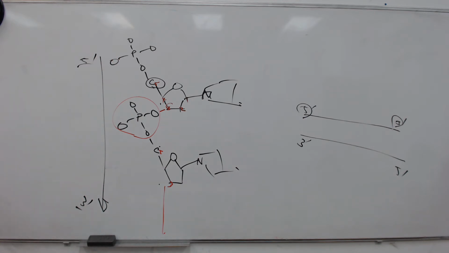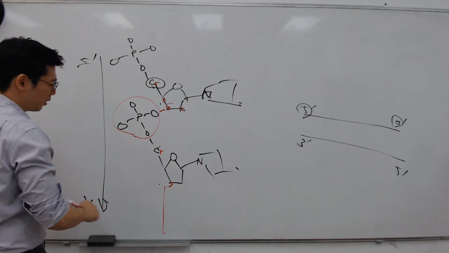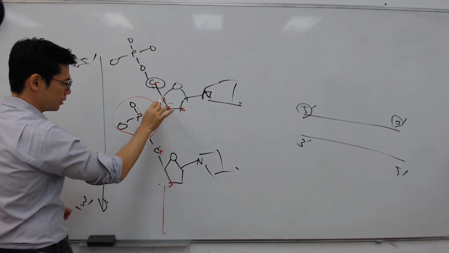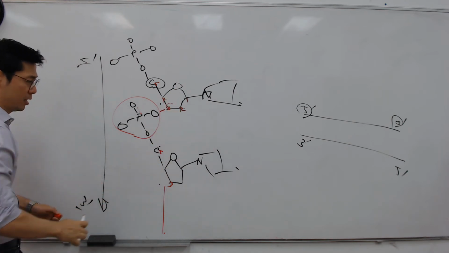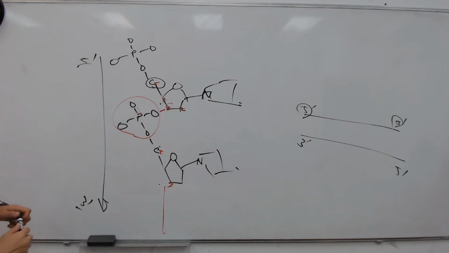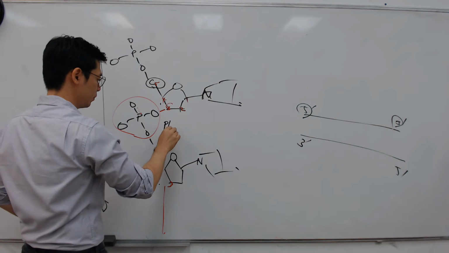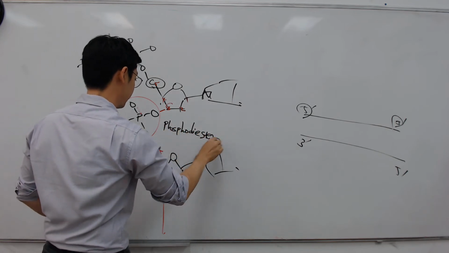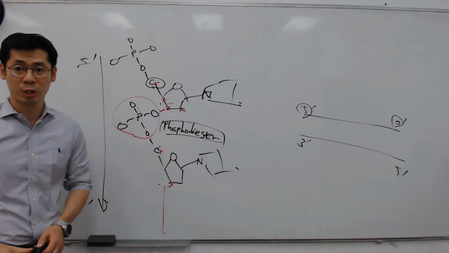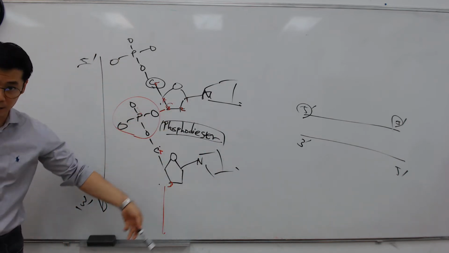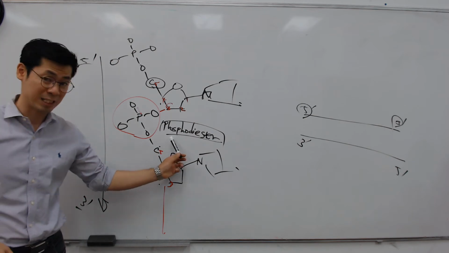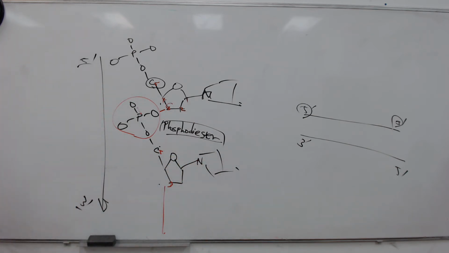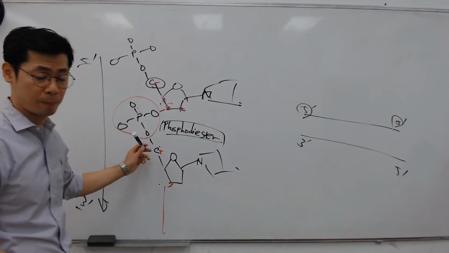Just so you know, this bond here between two of these bases is what we call a phosphodiester bond. So if they ever ask you what the bond between two nucleotides is, what's the answer again? Phosphodiester bond. That's the functional group that you have to know.